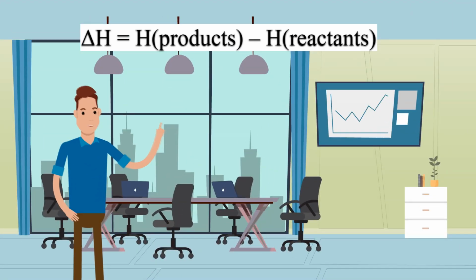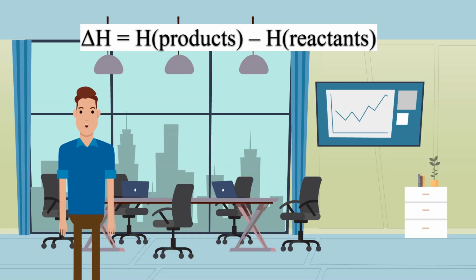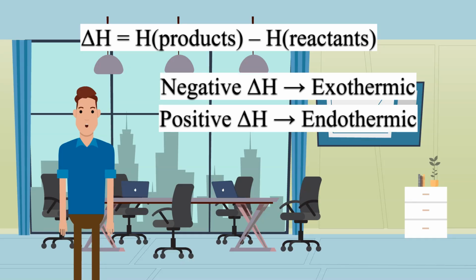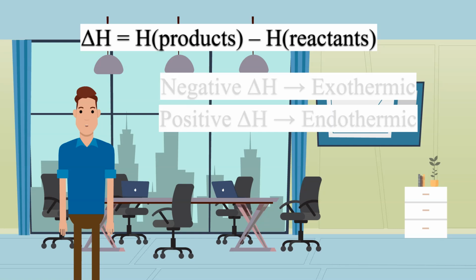The enthalpy change, delta H, tells us how much heat energy is gained or lost in a reaction at constant pressure. A negative delta H is exothermic. A positive delta H is endothermic. This value is usually measured in kilojoules per mole.